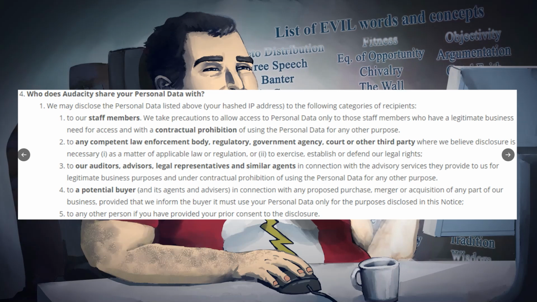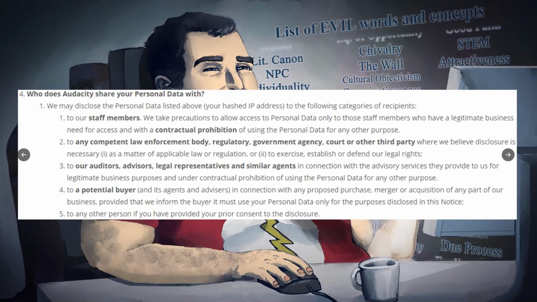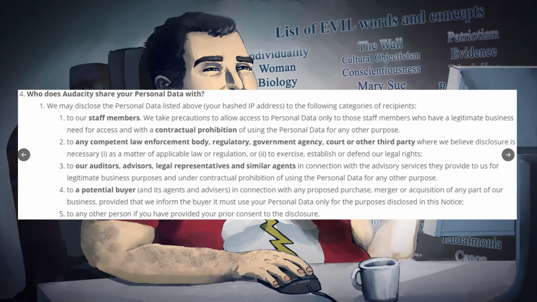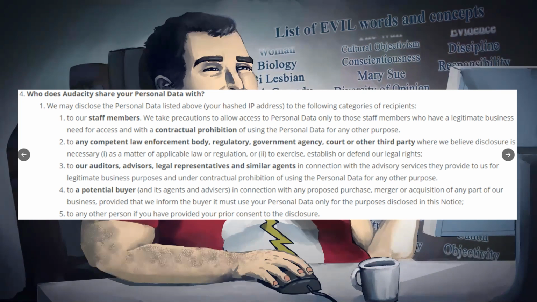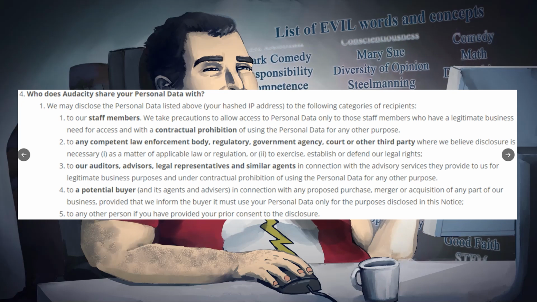They're not telling us. But it is entirely possible that they could be just collecting copies of anything that you record with the program. Who does Audacity share your personal data with? Our staff members? Any competent law enforcement body, regulatory, government agency, court, or other third party? Our auditors, advisors, legal representatives, and similar agents? And to a potential buyer.